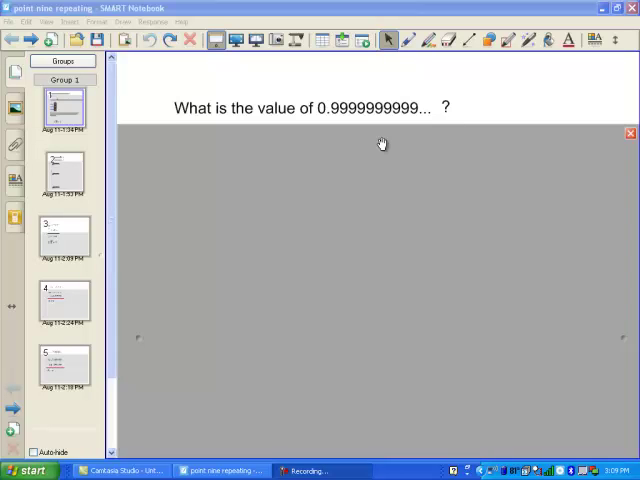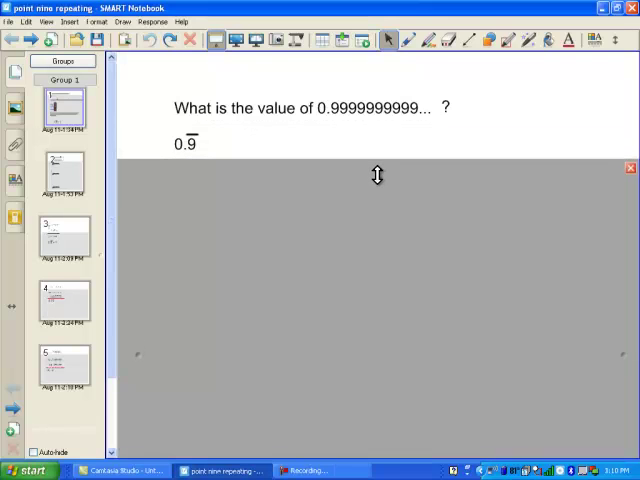The purpose of this video is to help us to explore the answer to this question. What is the value of 0.9999999 repeating infinitely? Hopefully you know that there's another way to write this number without having to use so many digits.